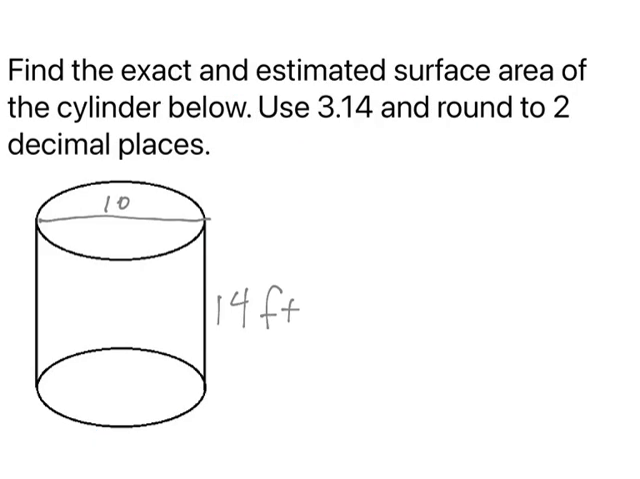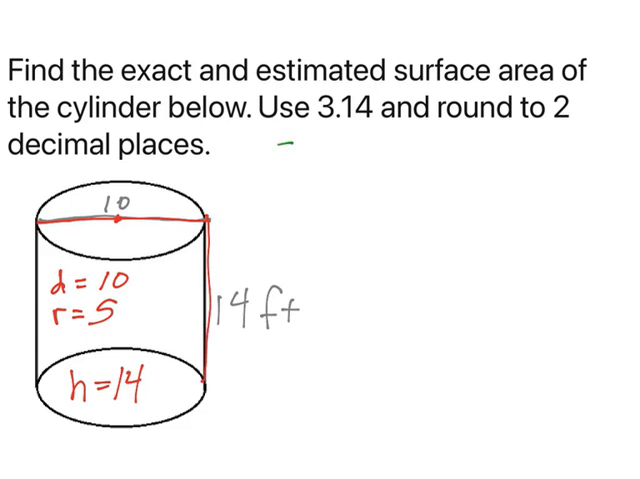Here, again, we're going to do exact and estimated. Notice that they give us the diameter. We know that the diameter is 10 because it's all the way across, cutting through the middle. If the diameter is 10, that means the radius is 5. And we can see that the height is 14 because that is how tall the cylinder is.